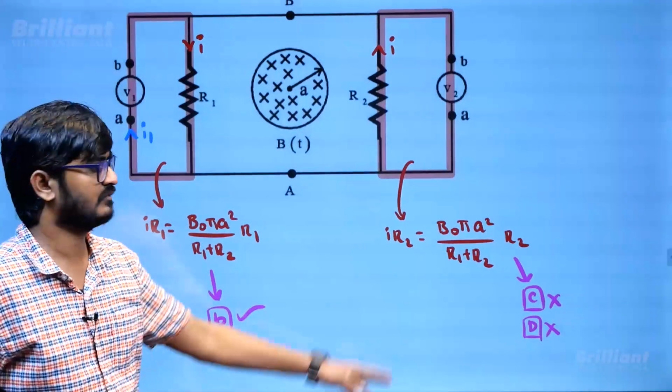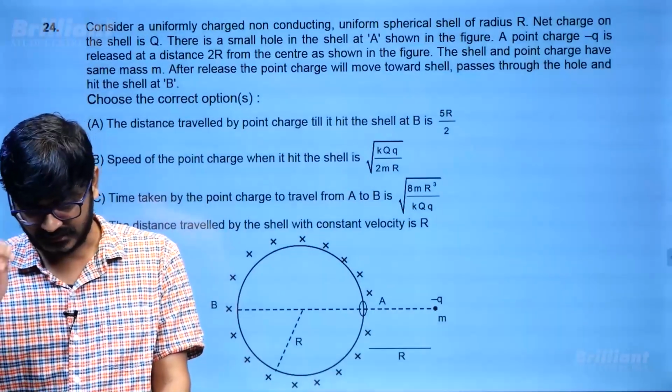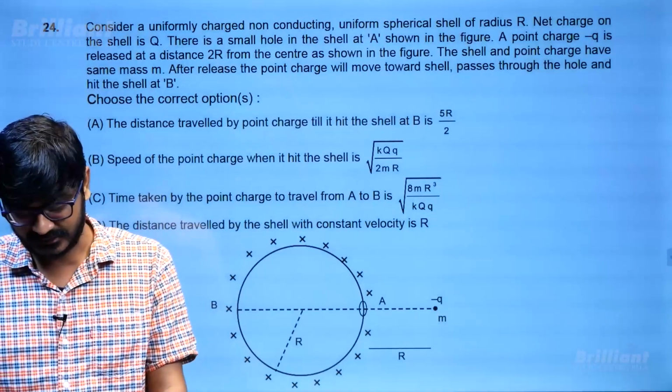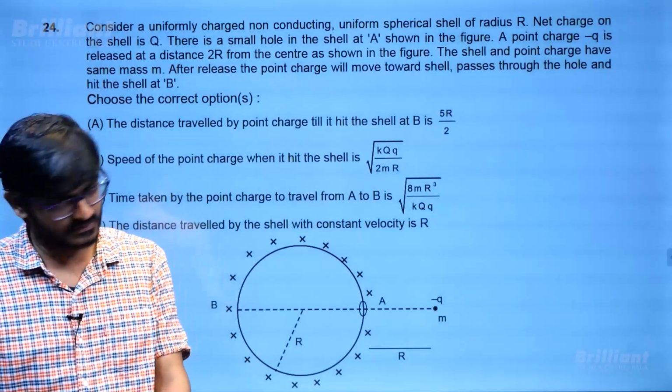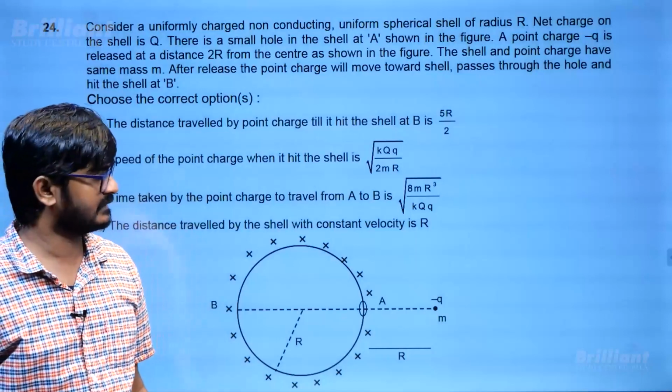If option C is wrong, obviously option D will be wrong. Consider a uniformly charged conducting uniform spherical shell of radius r. Net charge on the shell is capital Q. There is a small hole in the shell at A. A point charge minus Q is released from a distance 2r from the center. The important thing in the question is both have the same mass.